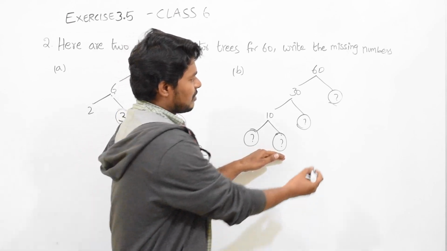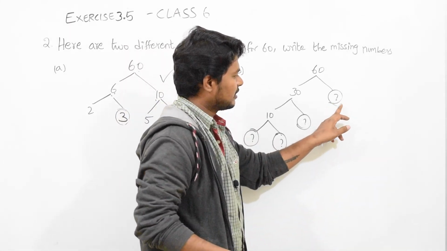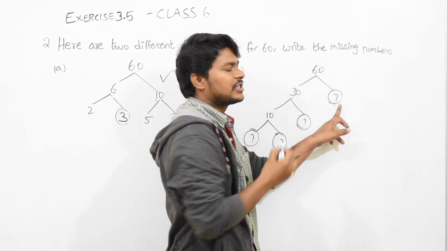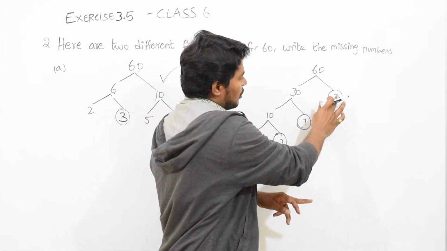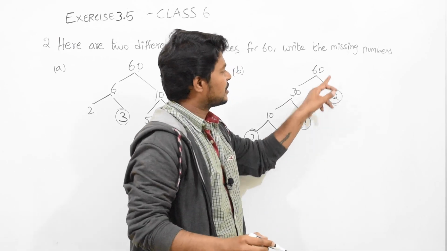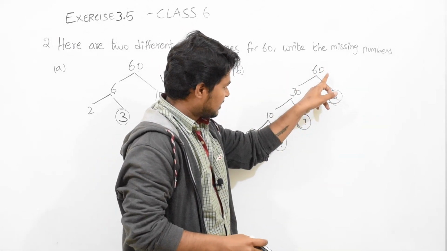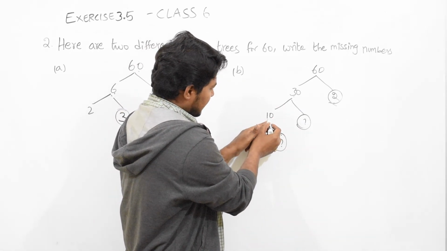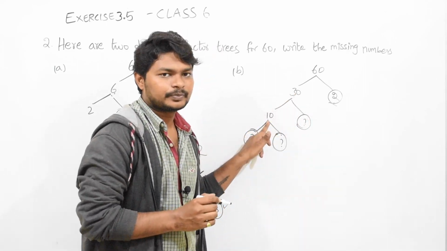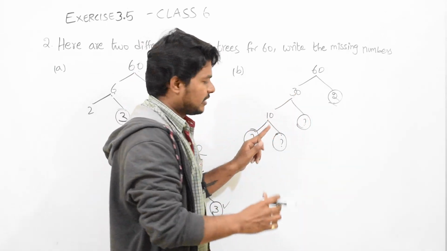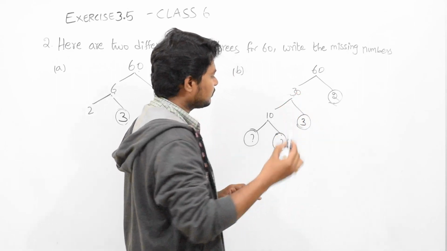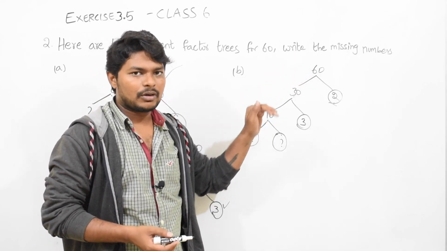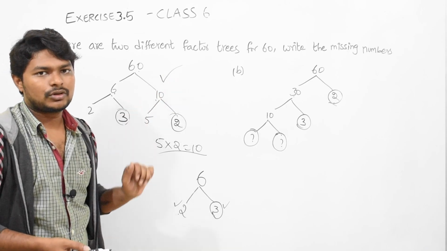Before doing this, we will solve this question here. Now here also a question mark is there. 30 into what number is equal to 60? 30 into 2 equal to 60, right? So for 60, the factors here are 30 and 2. Now here, 10 into what number equal to 30? 10 into 3 equal to 30. So here 3 will come. Here we are solving from top to bottom, the top-down approach. This is the bottom-to-top approach.